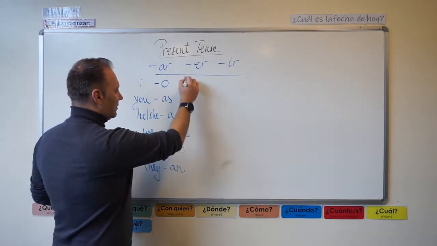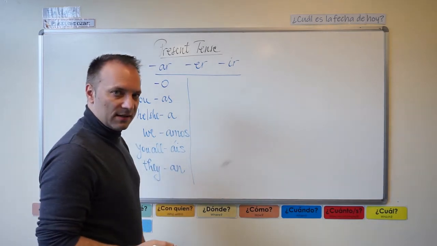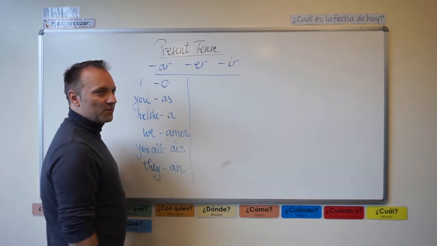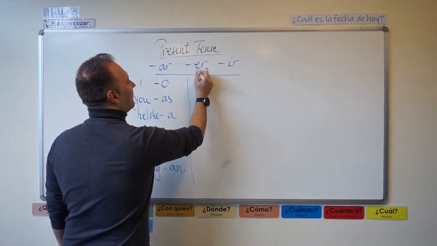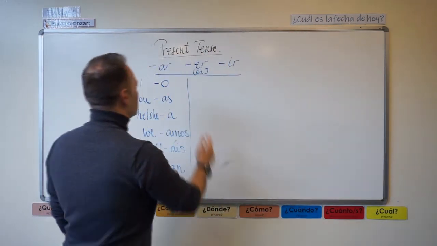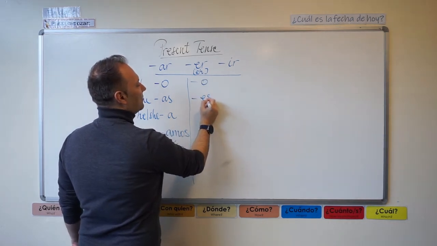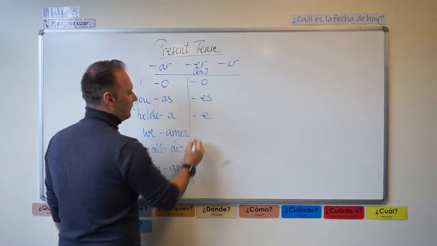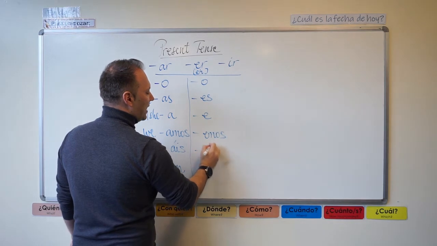Good. And now let's see the verbs ending in er. So what did I say? We are going to replace the a with an e, which we are going to be pronouncing like an open e. Okay, so I, o; you, es; he or she, e; we, emos; you all, éis; they, en.